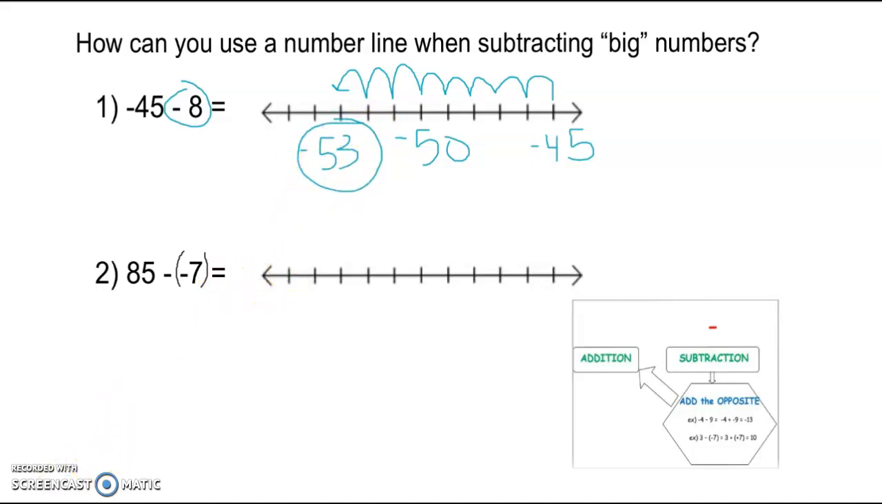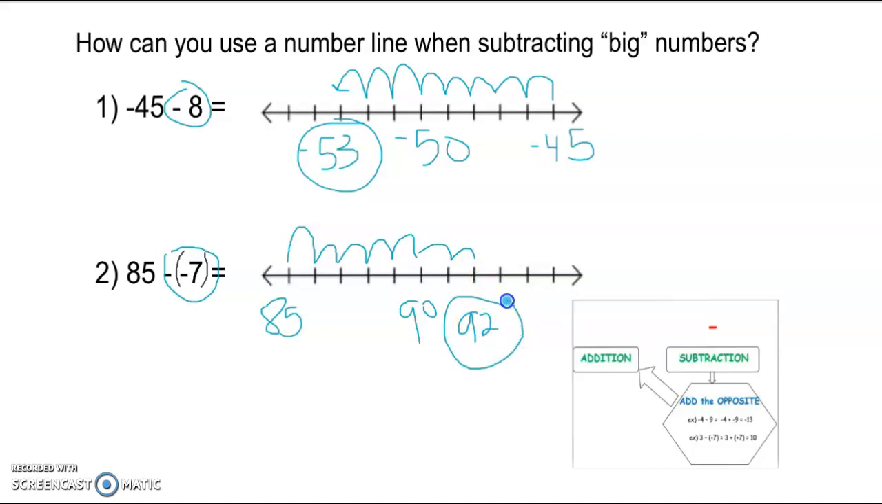All right, let's look at the second example. For the second example, I'm just going to do 85 right here, because if you'll notice, we are taking away a negative number. When we take away a negative number, we become more positive, right? You're taking away your debt. So think about negative 7 as debt. So now we're going to move 7 units to the right. 1, 2, 3, 4, 5. I'm at positive 90. 6, 7. So 92 is my final answer, and that's positive 92.